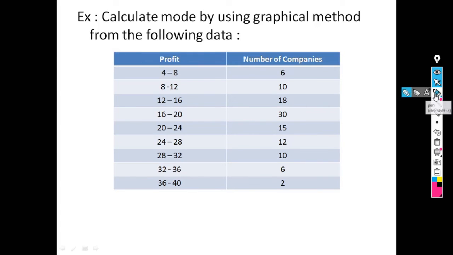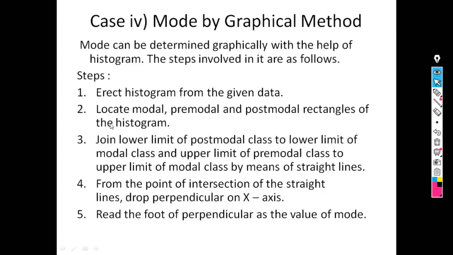Firstly we have to check whether the data is continuous or not, and if it is not continuous, then we have to convert it into continuous form by subtracting 0.5 from the lower limit and adding 0.5 to the upper limit. So here upper limit of first class interval is same as lower limit of second class interval, means data is in continuous form. So our first step is erect histogram from the given data.